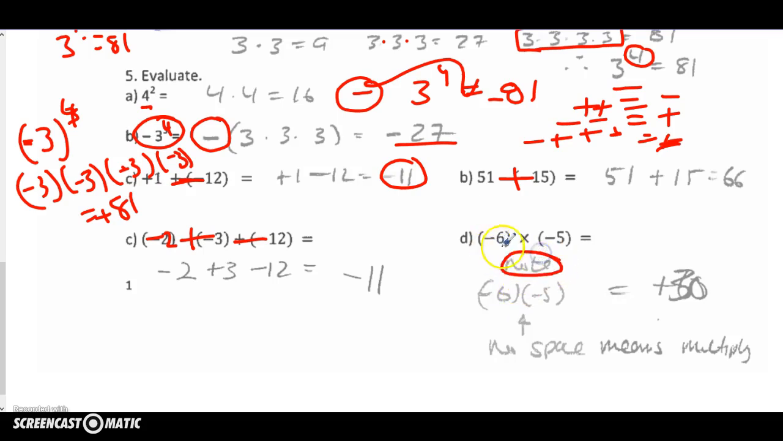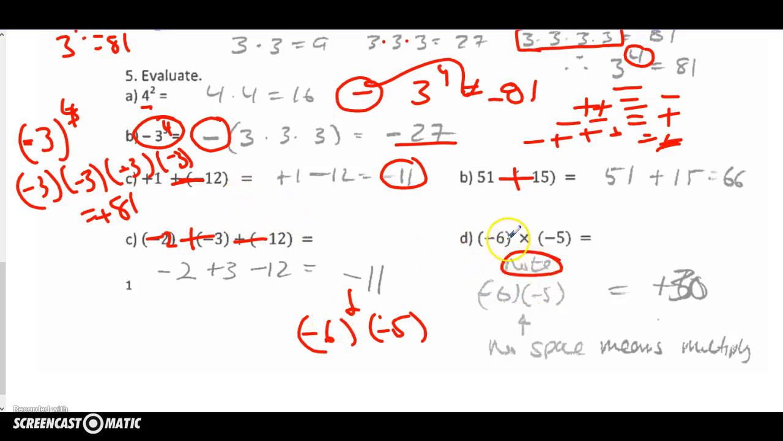Sorry, I want to make a note of this. This is minus 6 times minus 5. If you ever see this, minus 6 like this, just get used to this. Two brackets side by side, you are multiplying. Okay, that's how we write that. I don't know if you had that before, but that's how we write that. So you're going to multiply there.